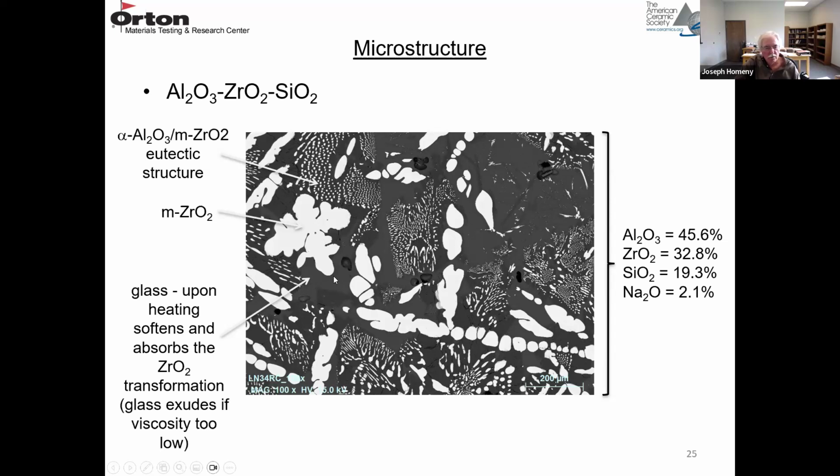If the glass is too fluid at the use temperature, it'll exude from the refractory because the viscosity will be too low. There's actually an ASTM test to measure how much glass diffuses out of the refractory. If that's the case, too much glass diffusing out of it, that's also a source of contamination if you're melting in a glass tank.